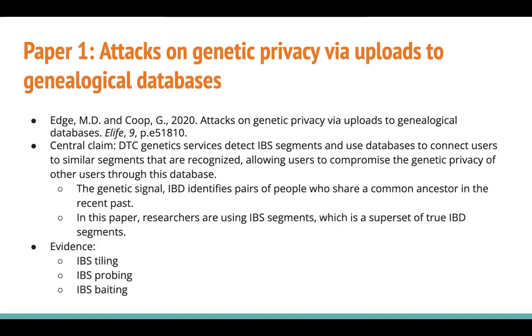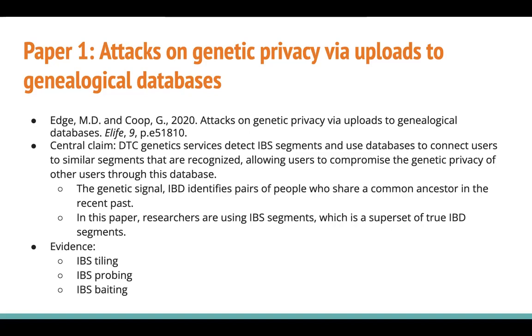And so this identifies pairs of people who share a common ancestor in the recent past, and that share the same segment of genetic material and result in sharing of a near identical stretch of chromosome. And so for this paper, the researchers actually looked at the IBS, or the identical by state segments, which are identical sequences shared among individuals that are thought to be a superset of the true IBD segments.